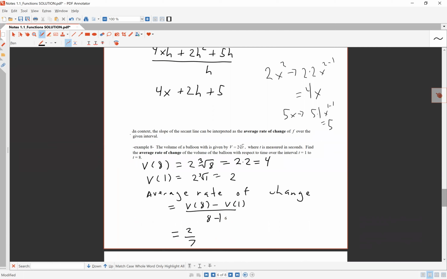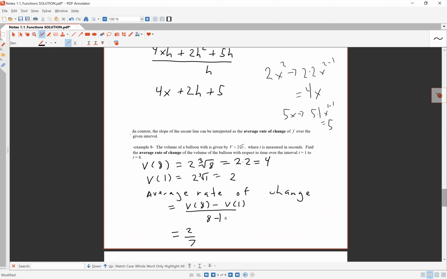Okay, so students, I'm almost done here. The average rate is just the difference of the dependent terms over the difference of the independent terms. So let's say the independent variable is in terms of time. We have this function: the volume of a balloon is 2 times the cube root of t, where t is in seconds. We want to know the average rate of change with respect to time over the interval from t equal to 1 to t equal to 8.